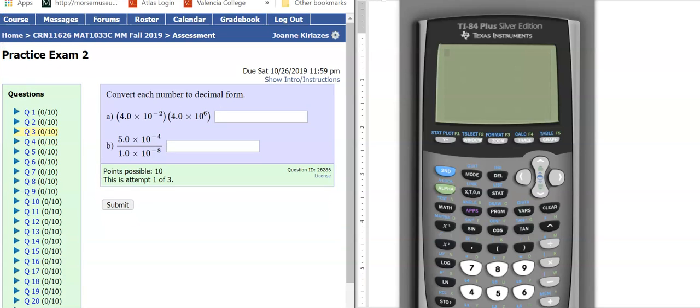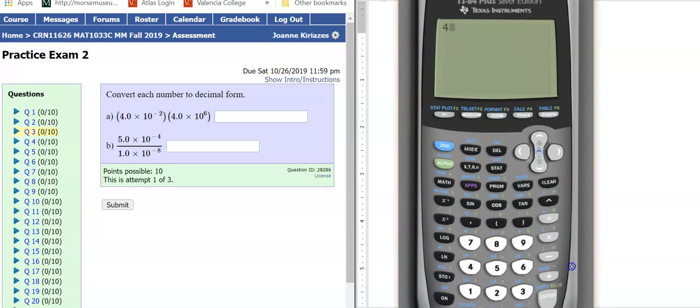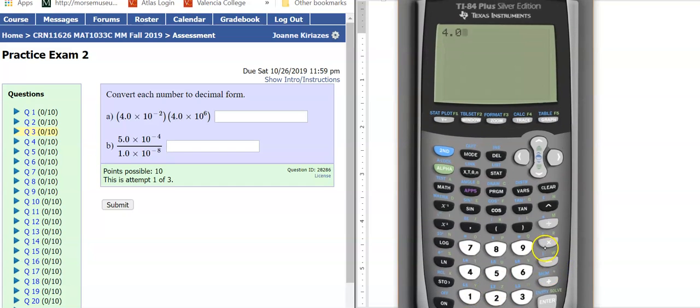Okay, so I have my calculator out. Do you have yours? So I'm going to put in 4.0 times 10 raised to the negative second power. Make sure you use the negative on the bottom row, okay? And then use your arrow key to tab over so it goes down, times 4.0 times 10 raised to the 6th power. And then I'm going to hit enter, and it says 160,000. That's my answer.